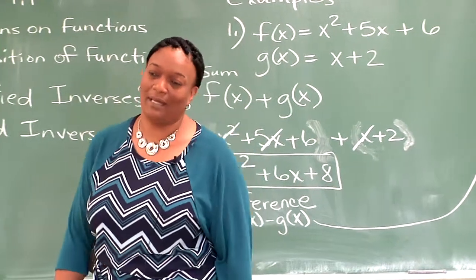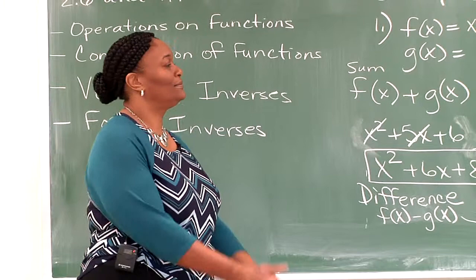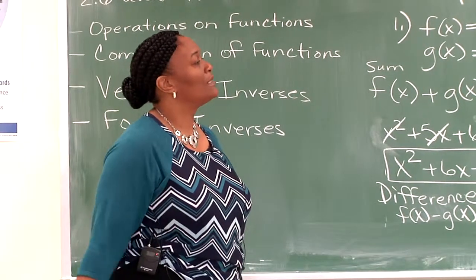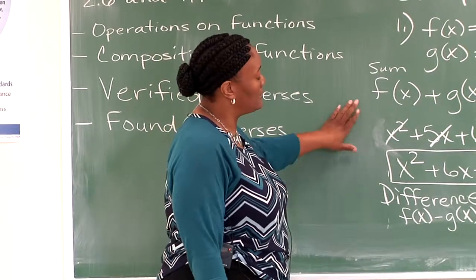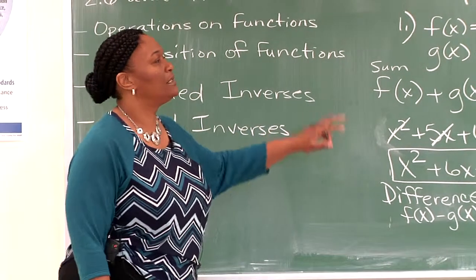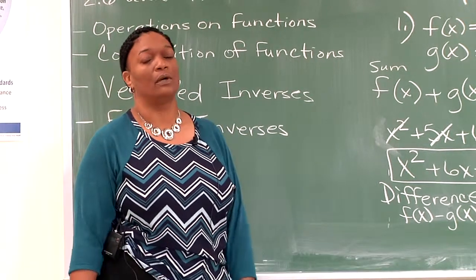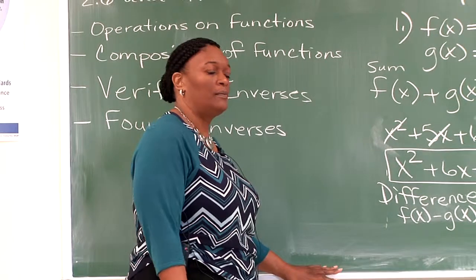Someone's still writing, so I'll wait just a minute. So that's how you find the sum, difference, and product. We have one more to go using these two functions, and that's going to be the quotient. What does quotient mean? We're going to divide.